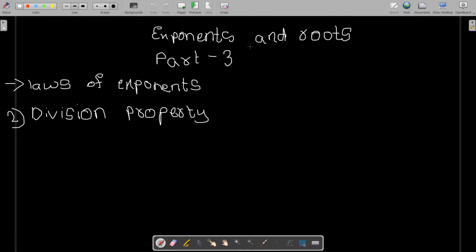Some change will be in multiplication and division: in the multiplication property the mathematical operation is multiplied by, but in this it is divided by. That is the difference between them, and also we will see how this happens and the proof of that.